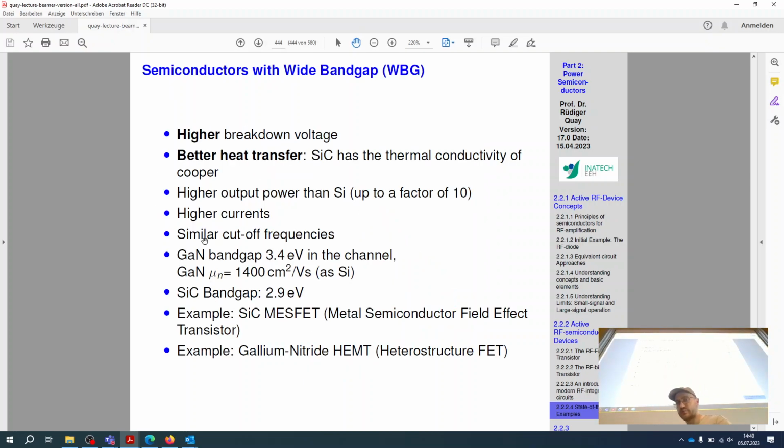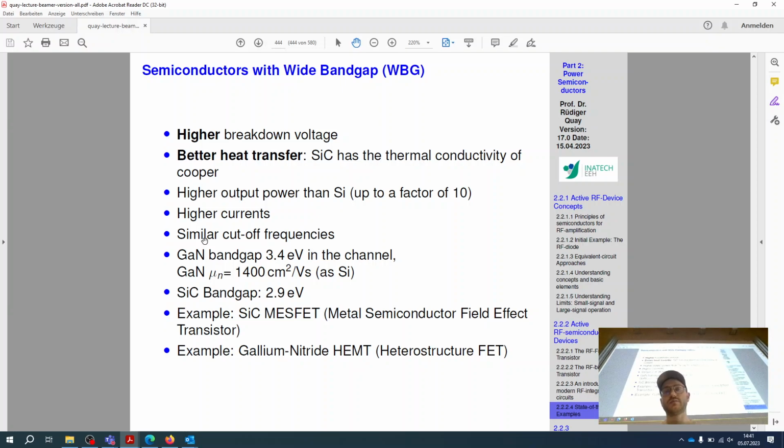Why the wider band gap? Because it has a higher breakdown voltage. As we said, you can apply a higher voltage to have a higher output power. It has a better heat transfer. Silicon carbide has a heat transfer which is similar to copper, but allows for a higher breakdown voltage and it keeps the same carrier mobility. What does that mean? It reaches the same Fmax and FT as silicon, whilst being able to carry more voltage, which means that it is able to generate more output power.